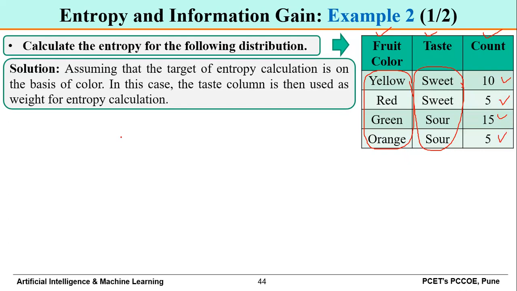So as this is for understanding purposes, we are not constructing a decision tree here. In the next example we will construct a decision tree, but here, as we have to just calculate the entropy, we will assume that the target entropy calculation is on the basis of color. So we are just considering the fruit color for calculating the entropy, and the taste parameter we are not calculating, but we are taking it into consideration while normalizing things.